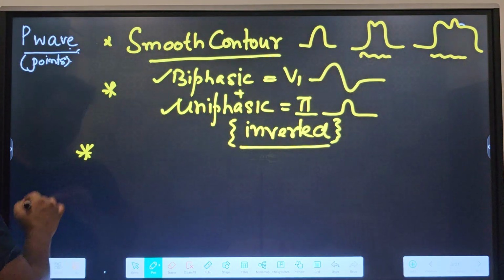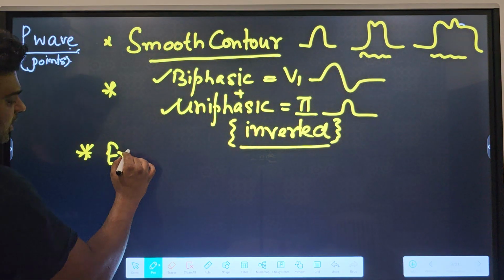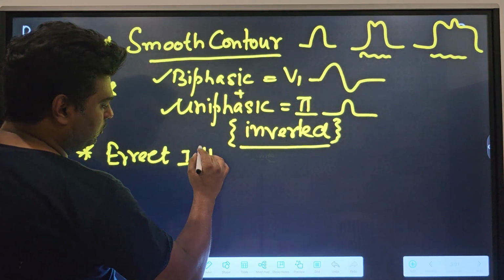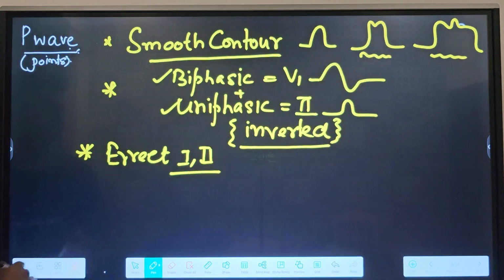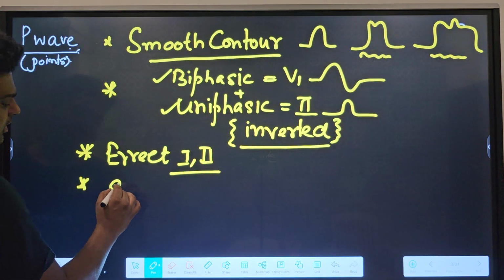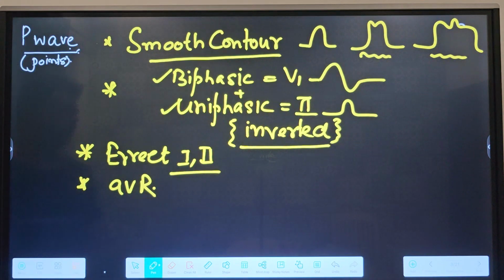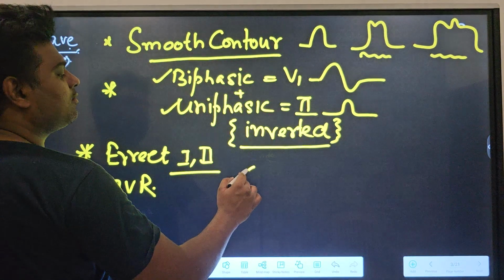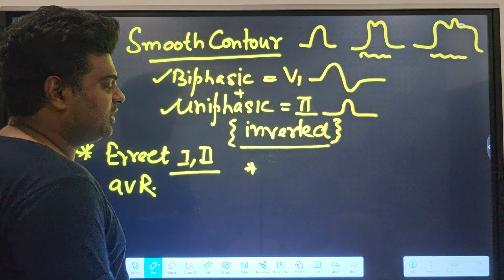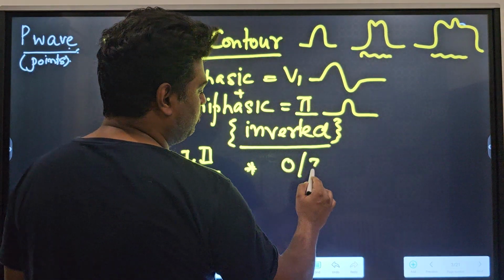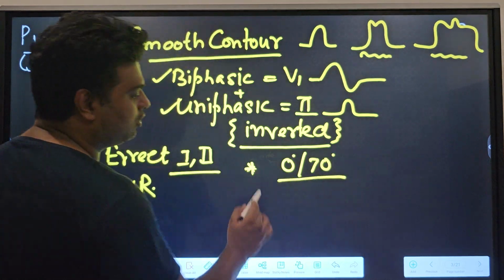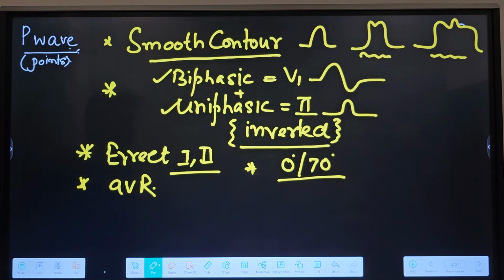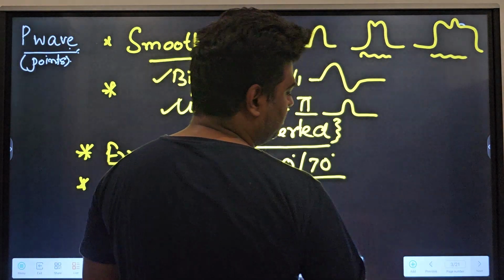Third, the P wave is always erect in lead 1 and lead 2. If it is not erect, you have to think of some pathology, and it is inverted in lead aVR. And the final point, the normal direction of depolarization is between 0 and 70 degrees. So these are some important points regarding the P wave.